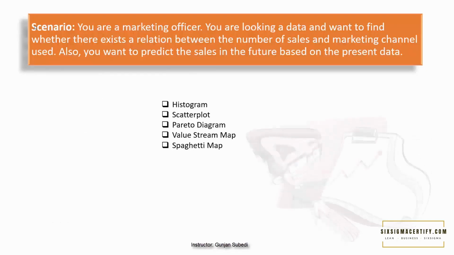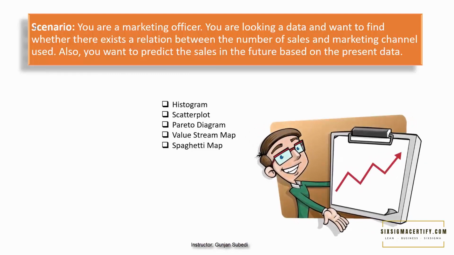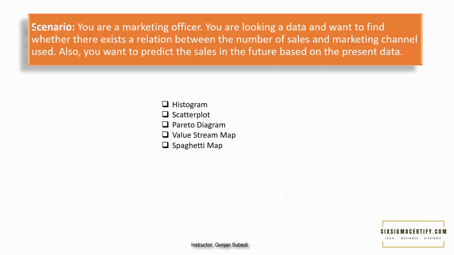Next question: you are looking at a set of data and want to find whether there exists a relation between number of sales and the marketing channel used. Also, you want to predict the sales in future based on the present data. Basically, with this scenario, you want to find the relation between two terms. Here, the two terms are sales and marketing channel views. And also, you want to predict how sales will go in the future based on the present data. So the options here are histogram, scatter plot, Pareto diagram, value stream mapping, and spaghetti diagram. Which of these could be correct?